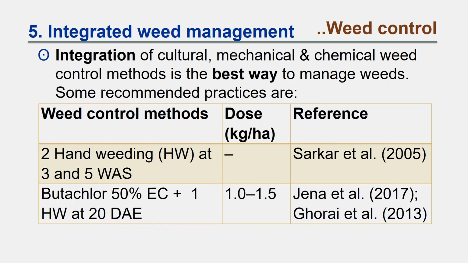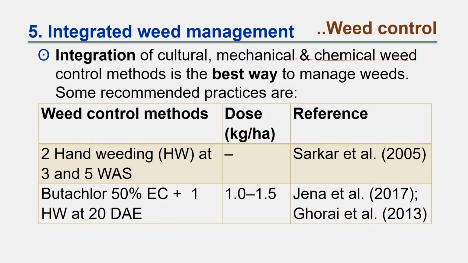So then comes, finally, the integrated weed management approach. You have seen some preventive measures, some cultural measures, some mechanical measures, and also the chemical measures. When we combine the best options together, it becomes integrated weed management. The basic purpose of integrated weed management is to reduce the application of chemicals, to increase environmental safety, and also to increase the income of the farmer and the soil health, being many purposes of integrated weed management. So, integration of cultural, mechanical and chemical weed control methods is the best way to manage weeds.